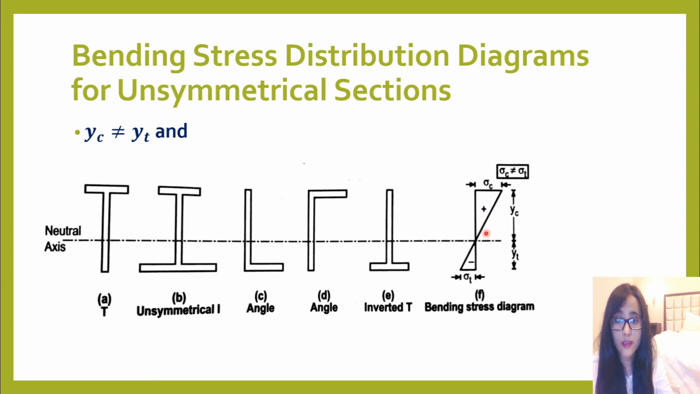So here you can clearly see that the compression zone has positive and the tension zone has negative, right? So the stress produced in compression is not equal to the stress produced in tension, right? Because here you can see the distribution: the triangle formed in this compression zone is bigger and the triangle formed here in this tension zone is smaller, so they are not equal. So we can draw the bending stress distribution diagram in this manner.